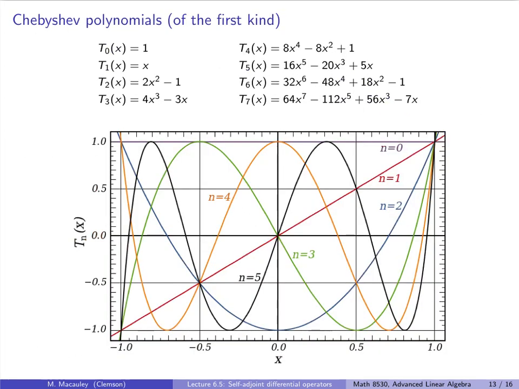I showed you this picture in a previous lecture. Here are the first 7 Chebyshev polynomials of the first kind. There are also Chebyshev polynomials of the second kind. I encourage you to look into that if you are curious. And here is a graph of them defined on the interval -1 to 1.